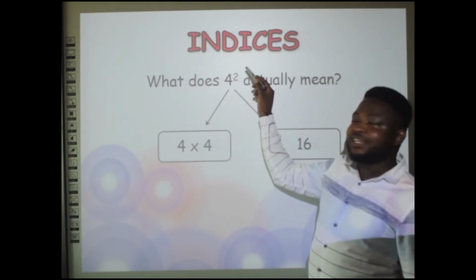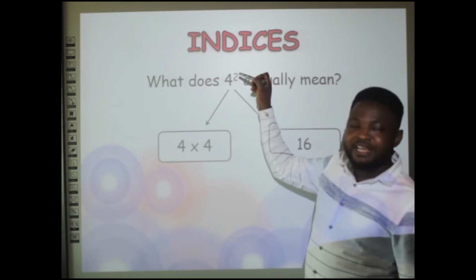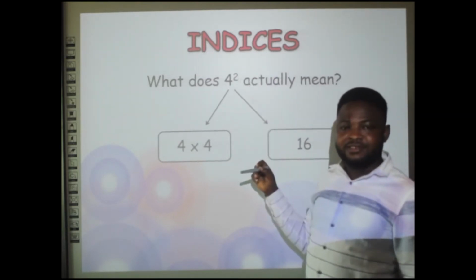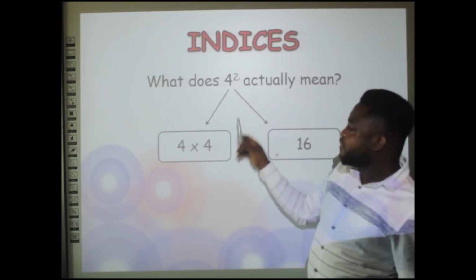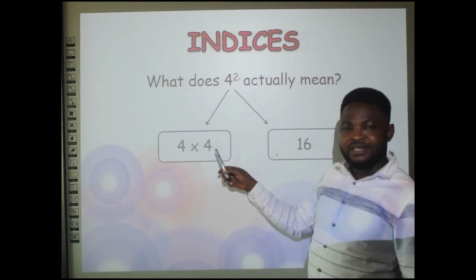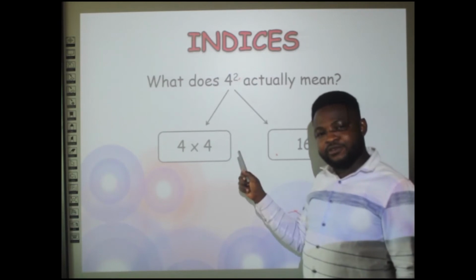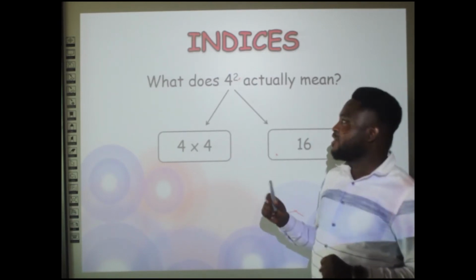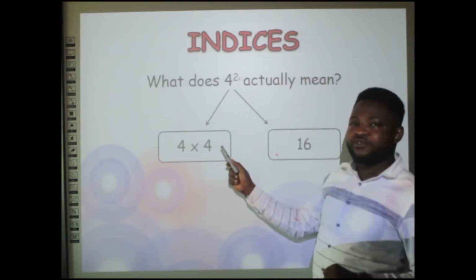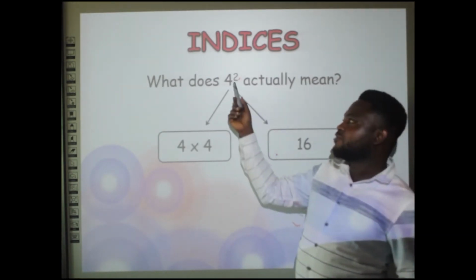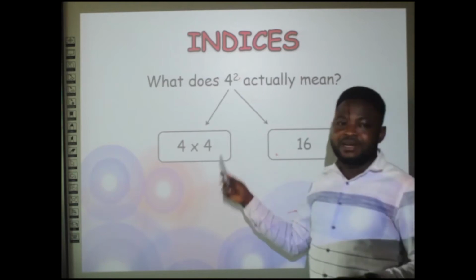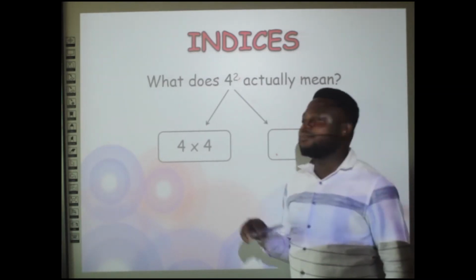If it were 5 raised to the power 3, that means 5 times 5 times 5. The index or the exponent shows the number of times it was repeated. If we change the 2 to 5, it's going to be 4 times 4 times 4 times 4 times 4 in 5 places. So 4 raised to the power 2 is 4 times 4, and 4 times 4 is 16.